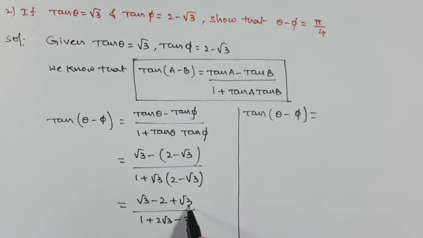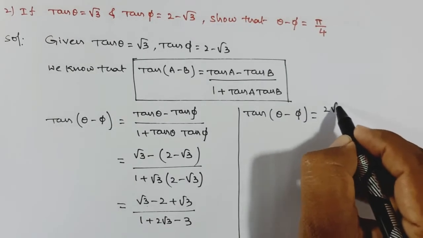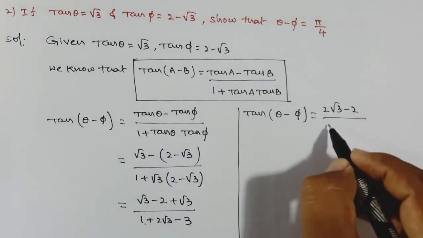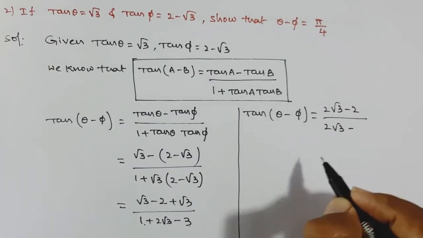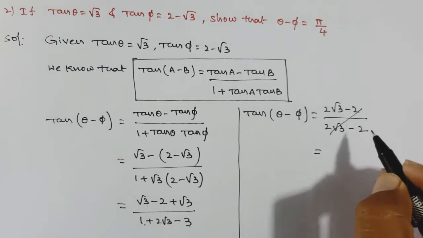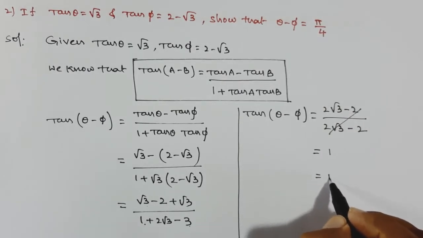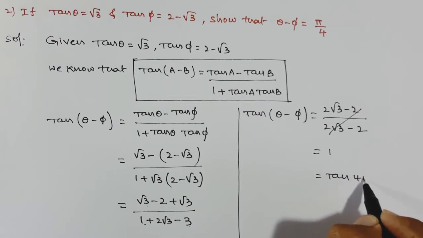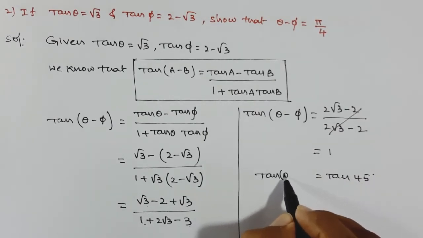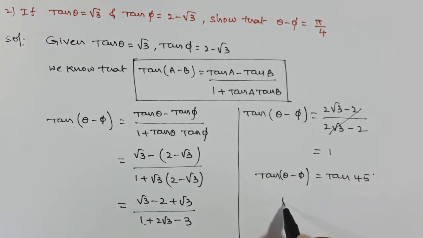Root 3 plus root 3 is 2 root 3 minus 2, and 1 minus 3 is 2 root 3 minus 2. The numerator and denominator are equal, so they cancel, and 1 can be written in tan functions as tan pi by 4, that is tan 45 degrees. On both sides the tan function cancels and the remaining value is theta minus pi equal to 45 degrees. This is the required value.